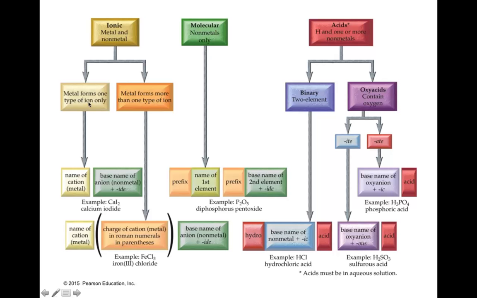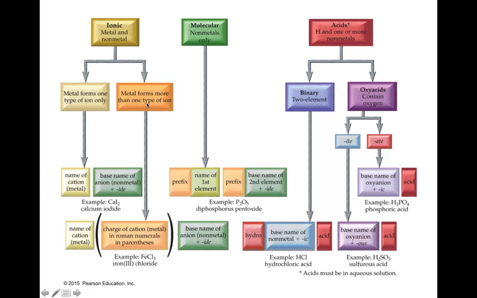For the ones that form just one type of ion, the naming is pretty simple. Just the name of the cation, that is the name of the metal, or the name of the element, and also the base name of the anion using the ending -ide. The anion is a nonmetal, so you use the ending -ide. Here, calcium iodide. Calcium is the cation, and the iodide comes from iodine, but we use the ending -ide when we name an anion.